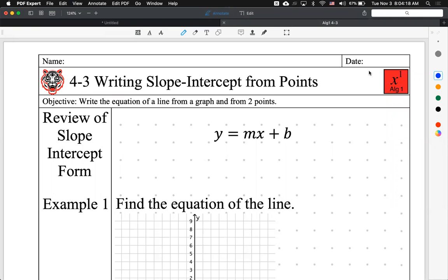All right, so Algebra 1 lesson 4-3, writing slope-intercept from points. Today's date is Tuesday, November 3rd, 2020. Who would like to read our objective?